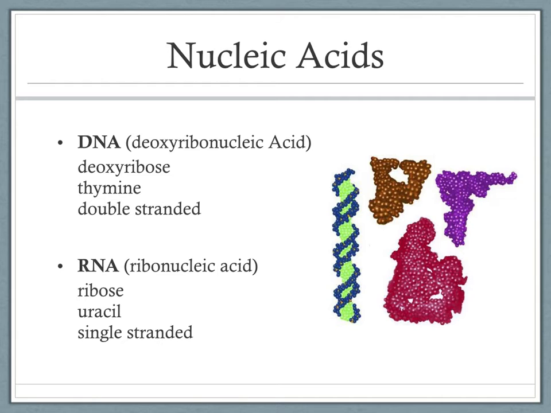It consists of three essential parts: a sugar, specifically deoxyribose, and one of the nitrogen bases, either thymine, cytosine, adenine, or guanine. It's a double-stranded molecule, and we'll talk about the structure in a second.